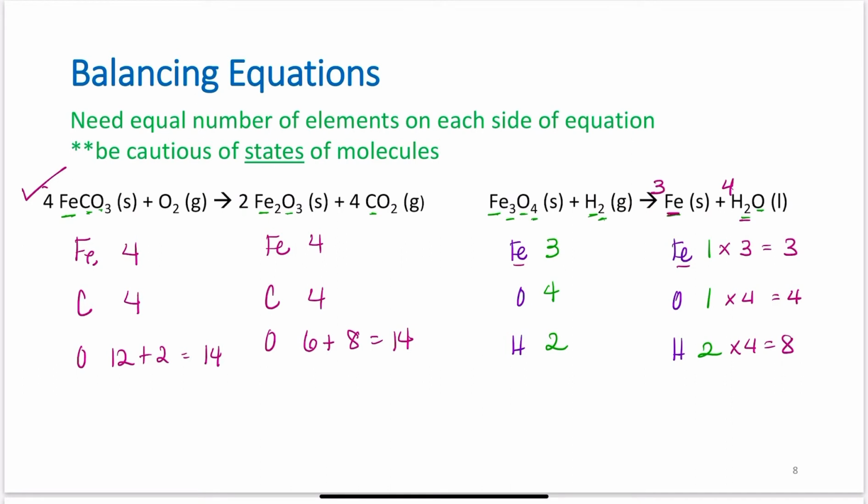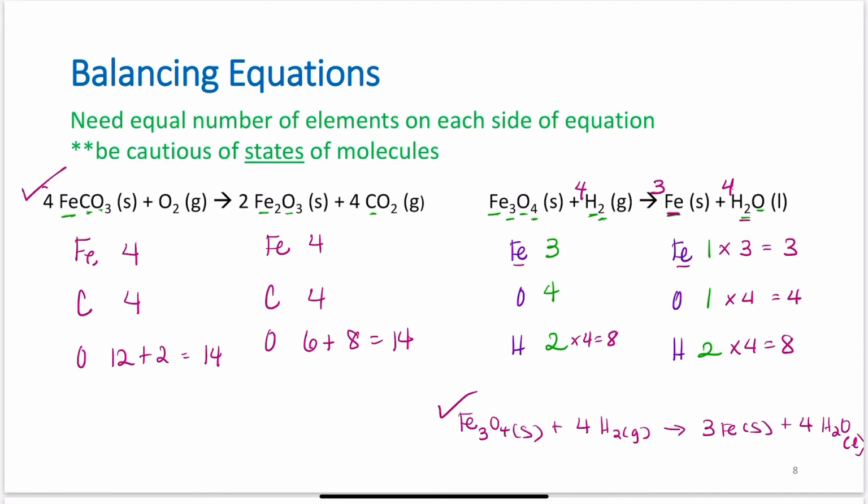So now I need to look at my other side and say, okay, how can I fix my hydrogens? I have 2. I need to multiply that by 4 to get 8 hydrogens on that side as well. That should be a 4 there. So I'm going to rewrite this reaction so it's not quite as messy. Fe3O4 solid plus 4 H2 gas gives me 3 Fe solid plus 4 H2O liquid. And now my reaction is in fact correctly balanced.